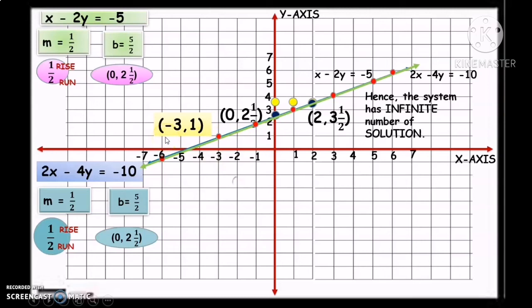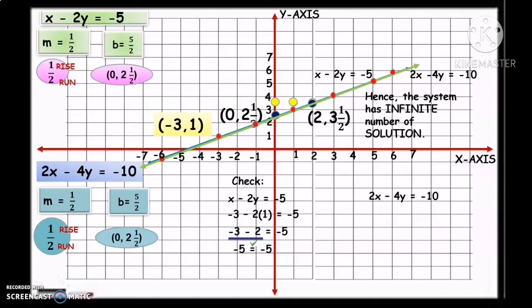Substitute natin kay equation 1. Let's see if it will satisfy the equation. So, we have x minus 2y equals negative 5. Ang value po na x natin is negative 3. Kaya negative 3 minus 2 times the value of y which is 1 equals negative 5. Negative 3, negative 2 times 1 is negative 2. Since pareho pong negative ito, negative 3 and negative 2, the operation is addition. So, 3 plus 2 is 5. Copy their sign. So, negative 5 is equal to negative 5.